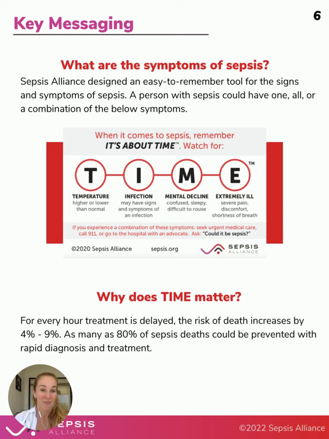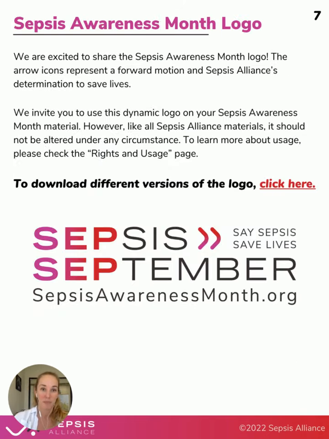And why does time matter? For every hour that treatment is delayed, the risk of death increases by 4 to 9%. As many as 80% of sepsis deaths could be prevented with rapid diagnosis and treatment. That's why it's so important to look for these signs and symptoms and seek emergency care immediately.